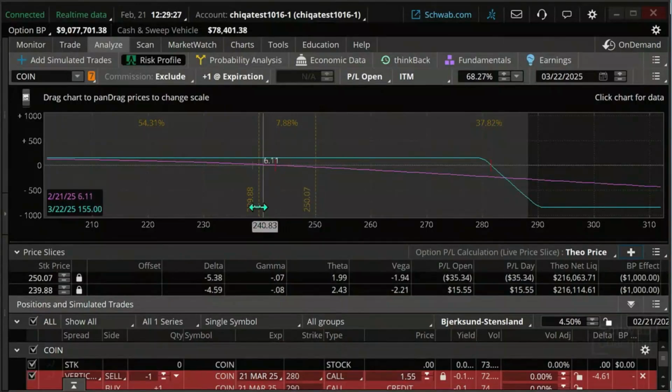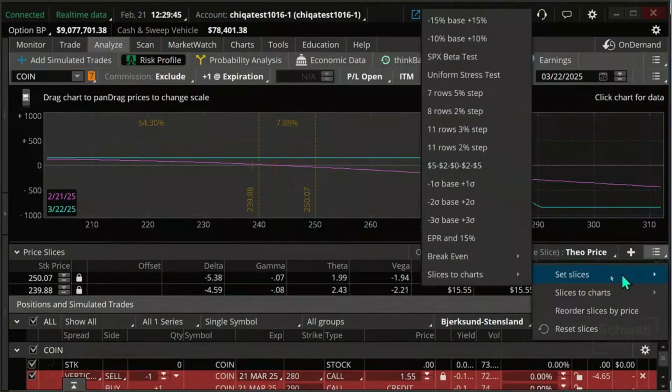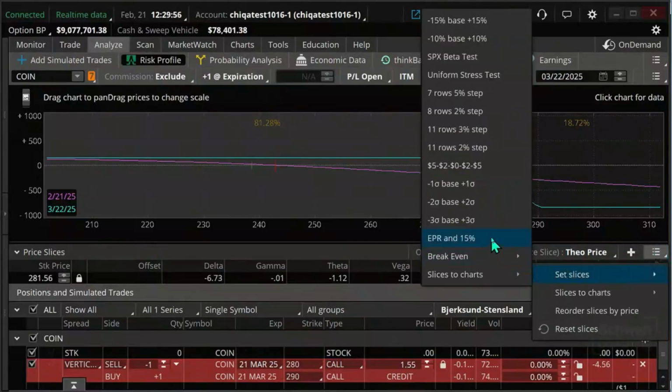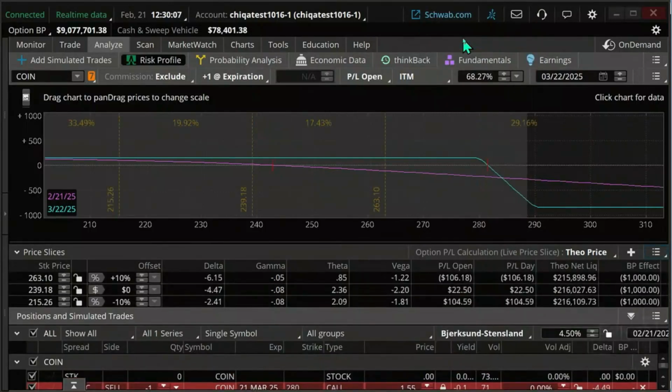The odds of it staying between 240 and 250, about 8%. The odds of it being below 240, about 55%. The odds of it being above 250, about 37%. Probably the most common price slices you're going to use, though, are either the current price or where break even is. I showed you how to add break even in there. Or sometimes it can be helpful, I think, to go over here, set slices, and say, I want it at break even, but I also want it up 10% and down 10%. So what's that going to do? That's going to add 3 price slices: break even, which is the 0 mark, up 10%, down 10%. Here's my 3 slices. Current price, up 10%, down 10%.